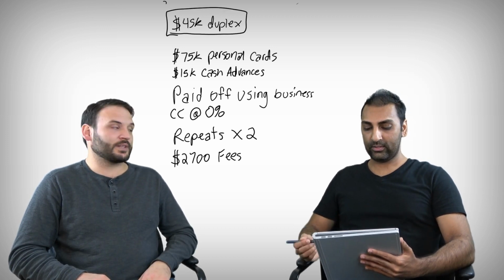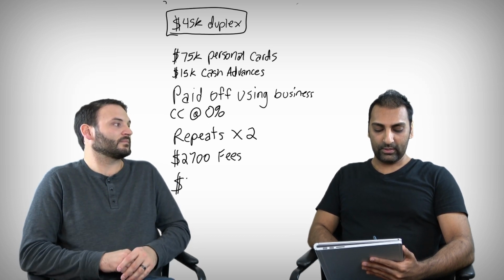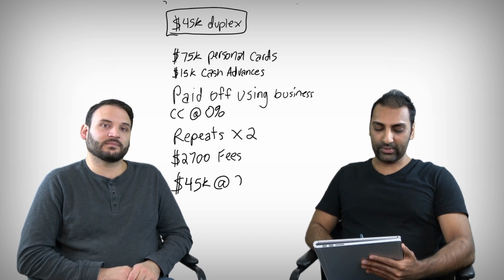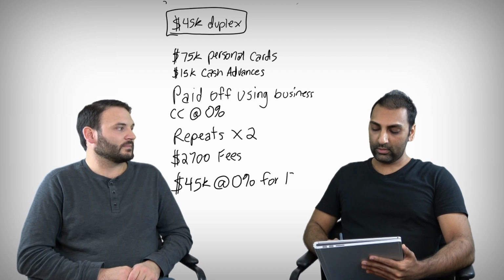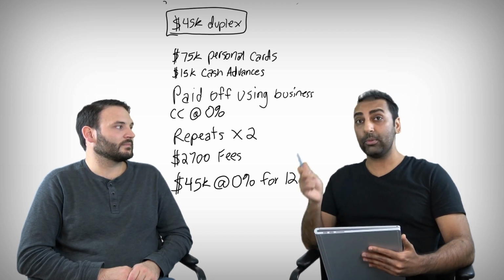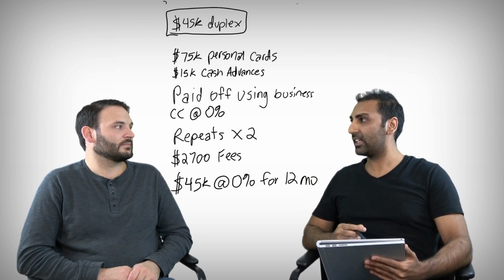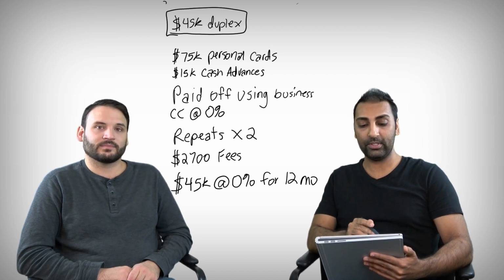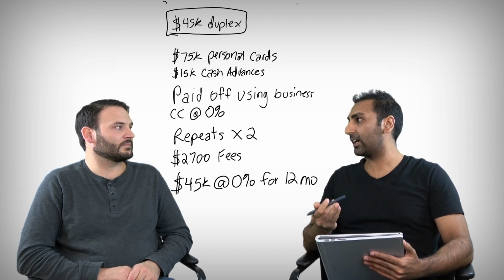At 0% interest. So the end result was $45,000 at 0% interest for 12 months, right? Correct. And now here comes the awesome part. What did he do with that $45,000? Because there was a sweet deal on the table, right? The duplex for $45,000 that he wanted to buy. Did he actually execute on that?